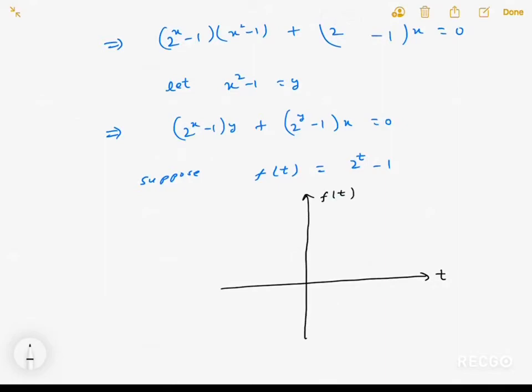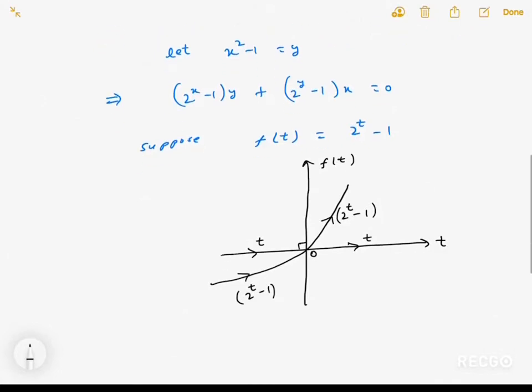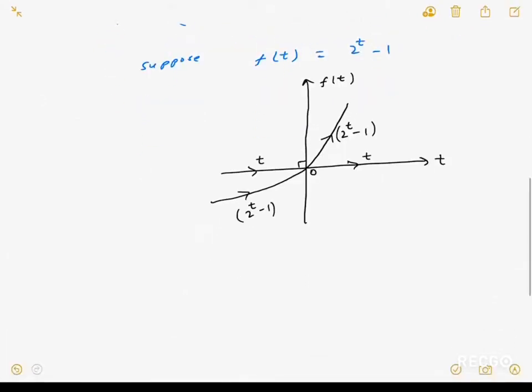As you can see, I have taken the t axis and the f of t axis, and I am going to draw the graph. At t equal to 0, f of t is also 0, so the graph is passing through the origin, and this is the graph of 2 to the power t minus 1. Again, I am drawing in both quadrants, right? This is the origin.